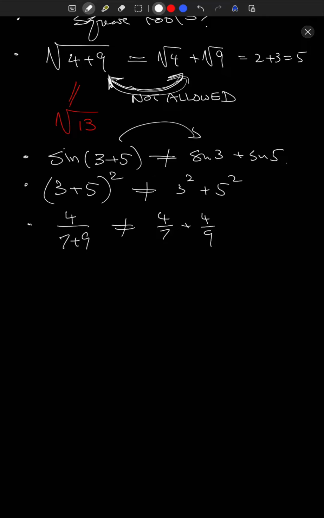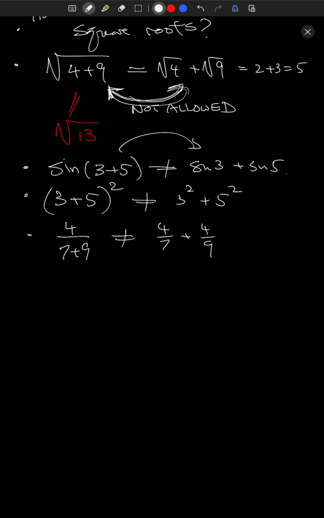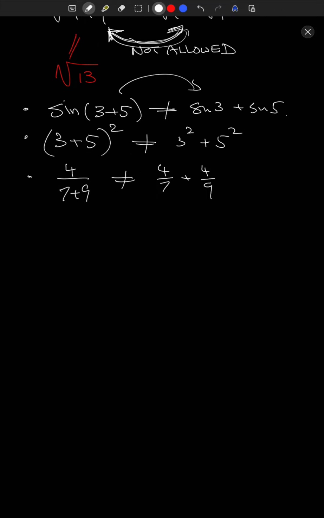And you can check it. 3 plus 5 is 8, 8 squared is 64. On the other hand, 3 squared is 9, 5 squared is 25, 9 plus 25 is 34, not equal to 64. And the same thing with this last quotient here. So again, make sure you pause at least a little bit to see if the property that you're trying to use is true. Now, sometimes it might be true. So this quotient one, if I had 7 plus 9 over 4, that would be equal to 7 over 4 plus 9 over 4. That one's okay.